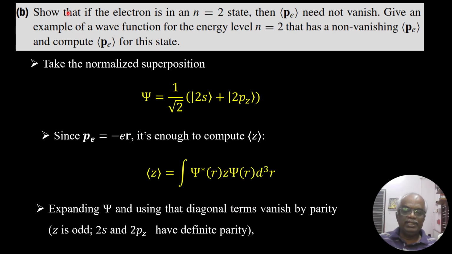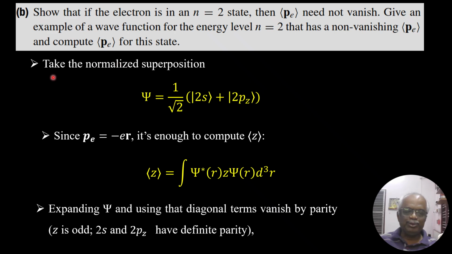Now we will see part B, that is to show that if the electron is in an n equal to 2 state, that is the first excited state, then the expectation value of P need not vanish. Give an example of a wave function for the energy level n equal to 2 that has a non-vanishing expectation value of P, and compute the expectation value of P for this state.